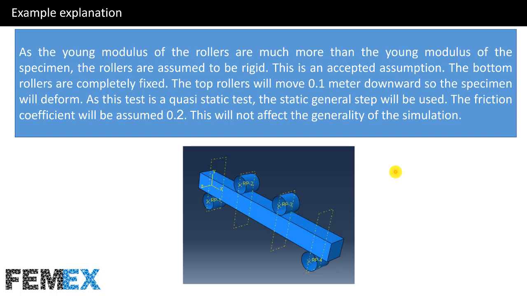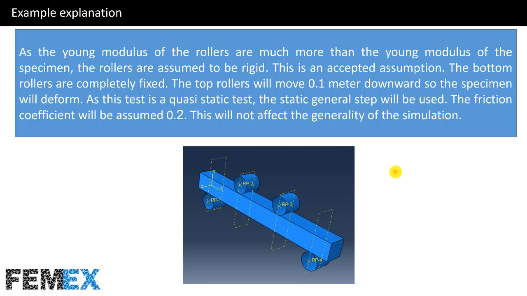As the Young modulus of the rollers are much more than the Young modulus of the specimen, the rollers are assumed to be rigid. This is an acceptable assumption. The bottom rollers are completely fixed. The top rollers will move 0.1 meter downwards, so the specimen will deform.